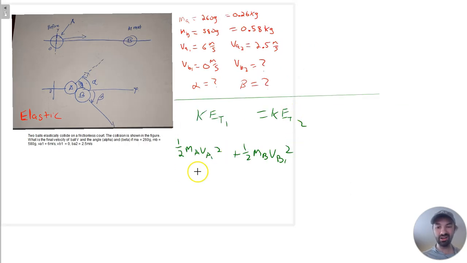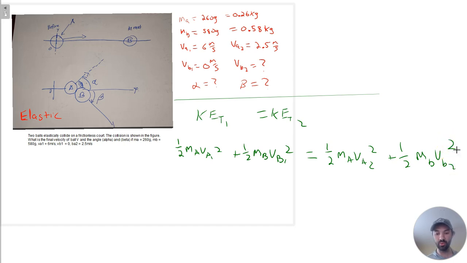So again, kinetic energy is conserved. That means that the total kinetic energy before equals the total kinetic energy after. We have the mass A and mass B with an initial velocity, and so afterwards, again, we have mass A with a new velocity plus the kinetic energy of mass B with a new velocity. Don't forget those squareds.